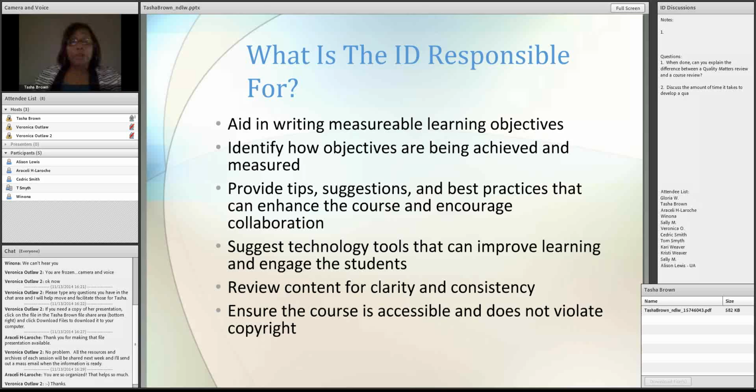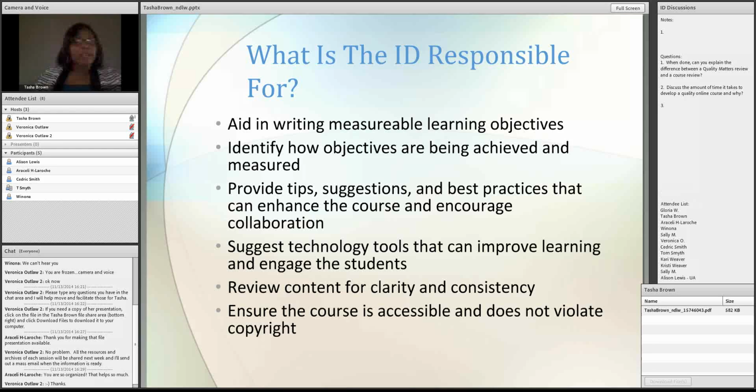The instructional designer will also follow best practices when it comes to designing your course. So you may want to include a lot of pictures and a lot of different colored text on your page, but the instructional designer may say, no, let's step back from that and let's try this. Because you have to think about your different types of learners.